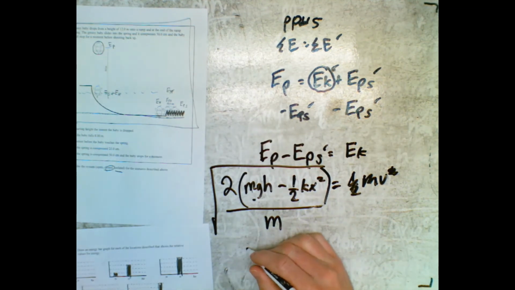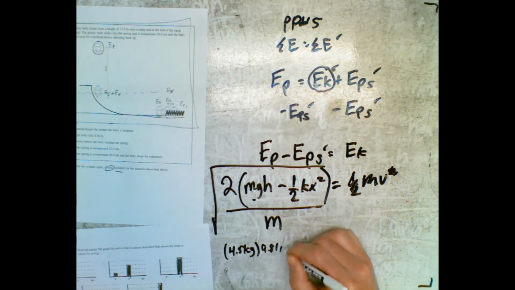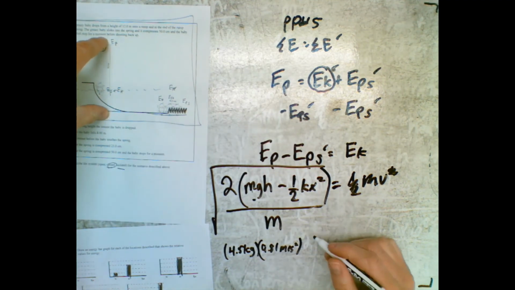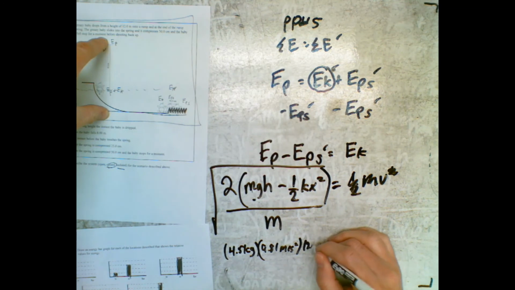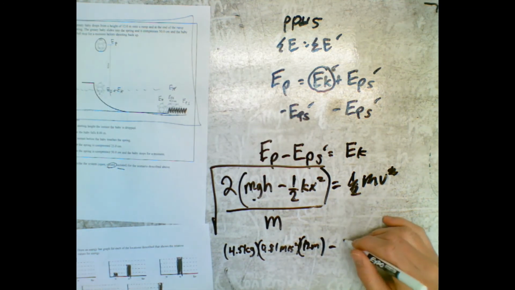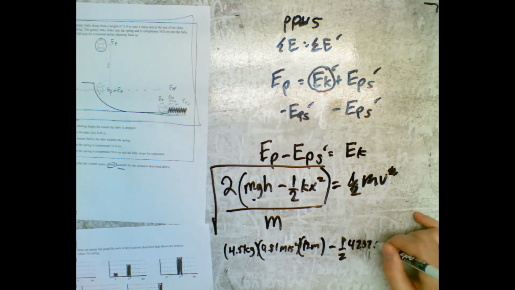So we would go 4.5 kilograms times 9.81 meters per second squared. And we're still 12 meters above A at 4, so it's going to be 12 meters above our reference point to start, minus 1/2. We'll use our spring constant from before. I'll use my full number. 4237.92 is my full answer.